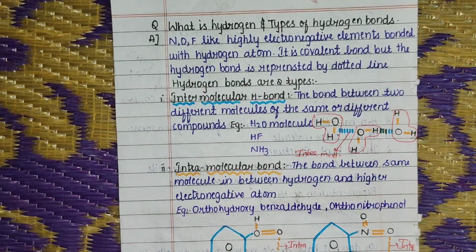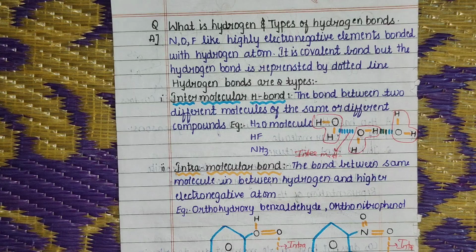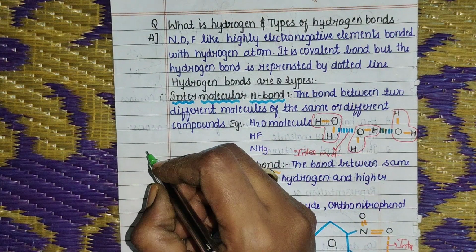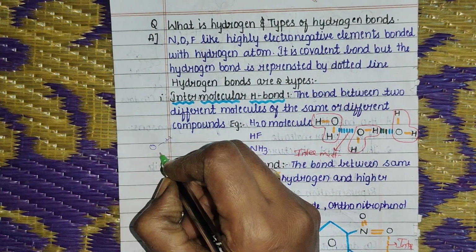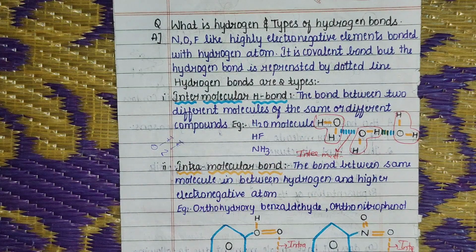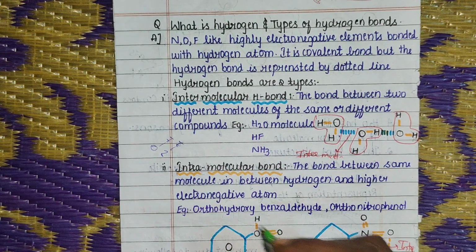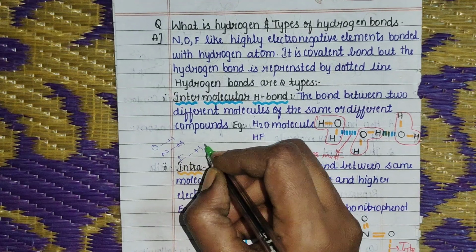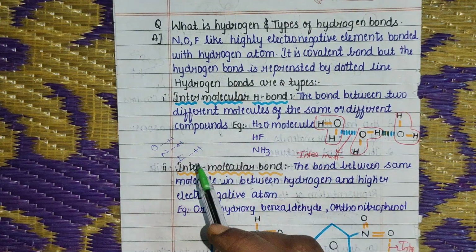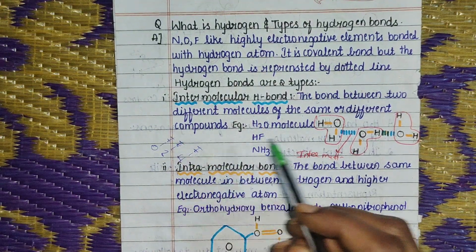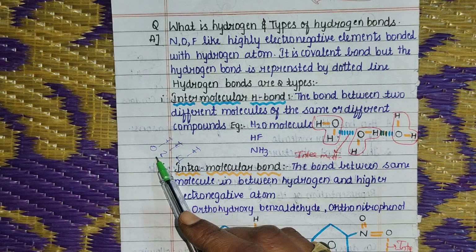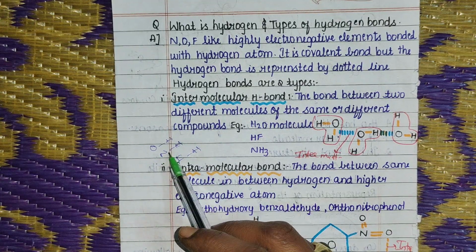Important 4 marks question: what is hydrogen bond? The bond in between oxygen and hydrogen, or else any higher electronegative atom and hydrogen, like fluorine and hydrogen. These will make the hydrogen bond. Here the hydrogen atom is compulsory, the other may be a higher electronegative atom. This kind of bond is known as hydrogen bond.